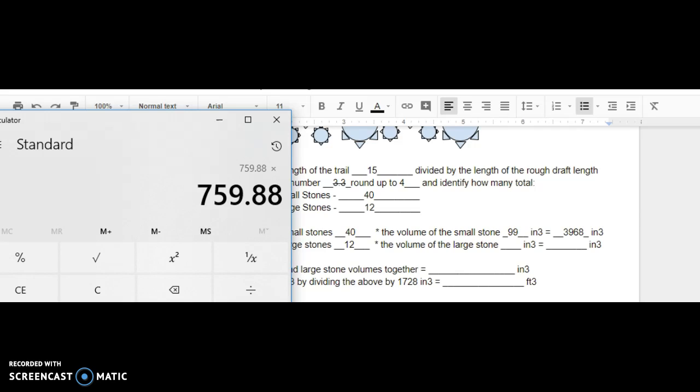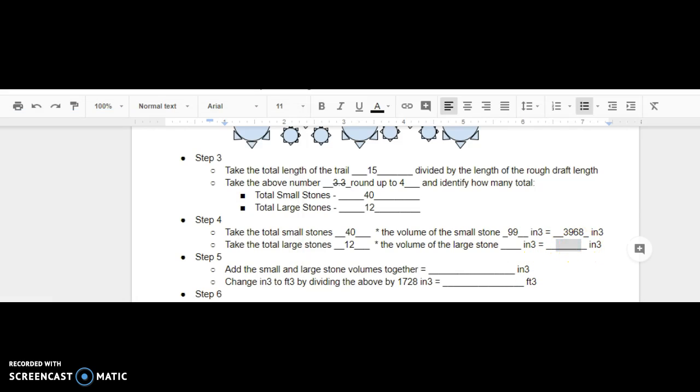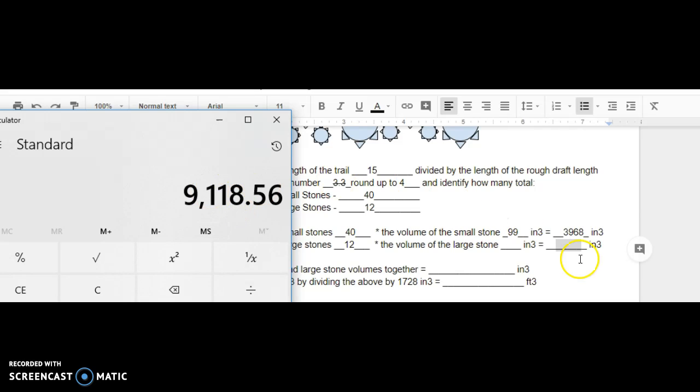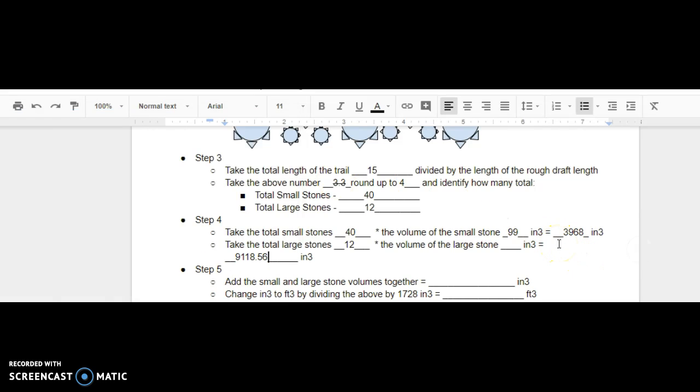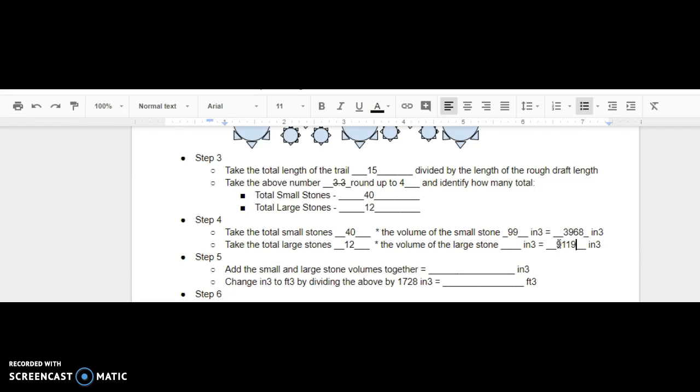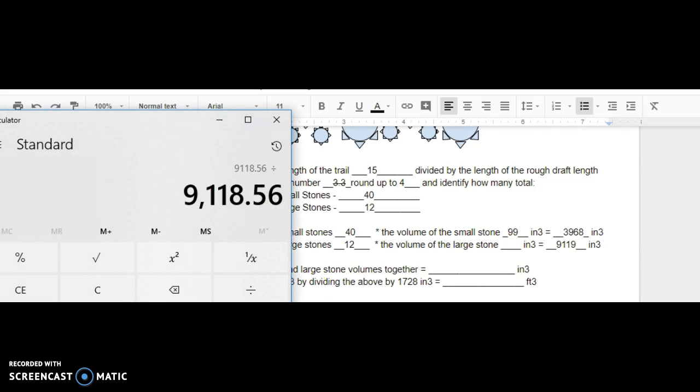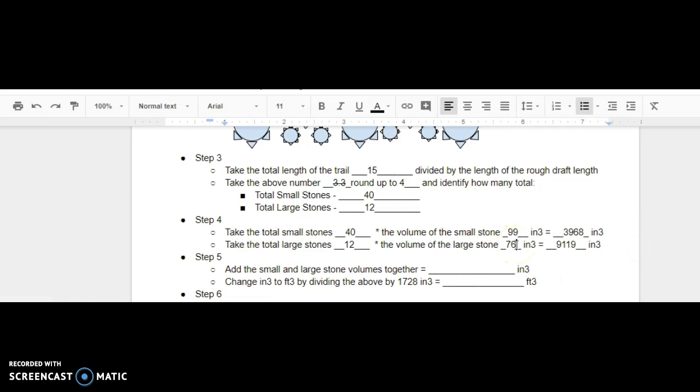We then take that times 12 and we get a total of about 9,119 cubic inches. Uh-oh, I don't remember what that number was. Oh shoot, we have to divide that by 12, so that I have it. This should be 759 cubic inches. Okay, we then add the small and the large together.